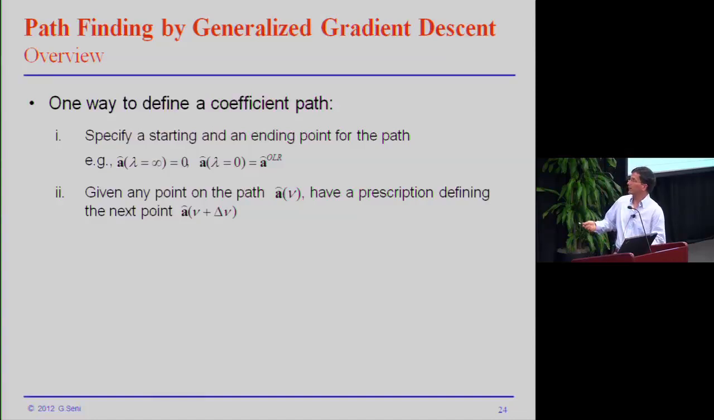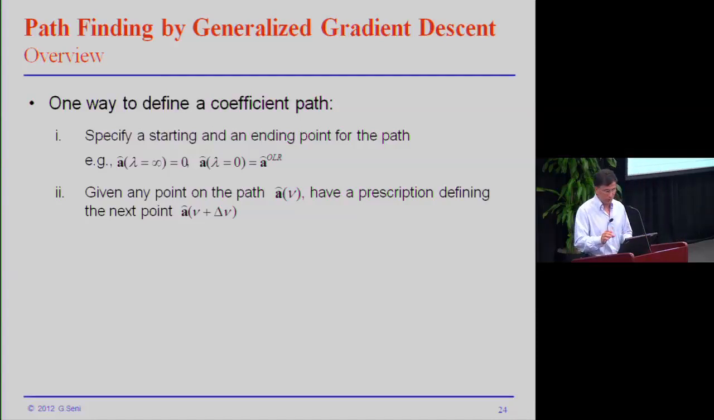And so we know the starting point. The starting point is total regularization. All the coefficients are 0 except the intercept term. To no regularization, where we get back the ordinary linear regression coefficient path.